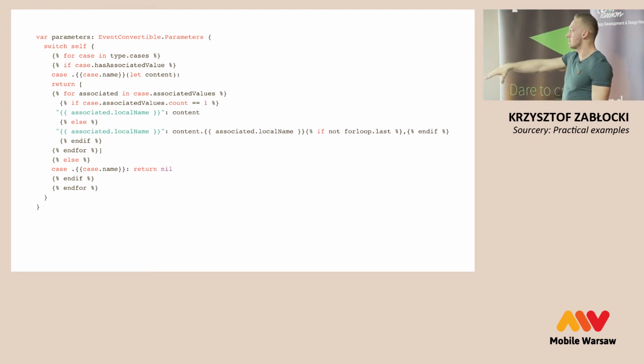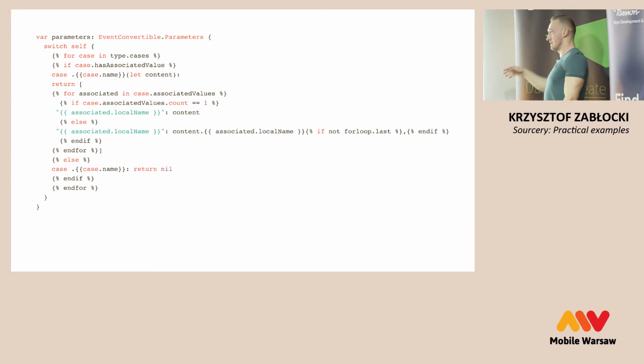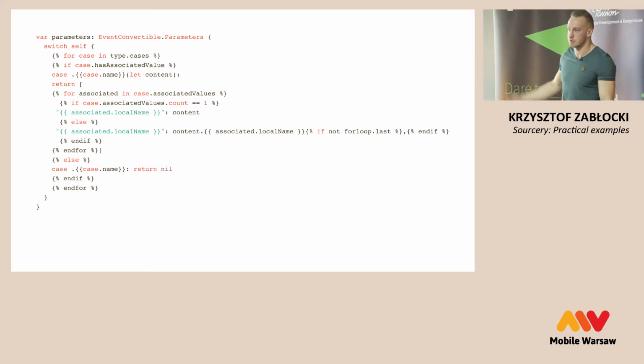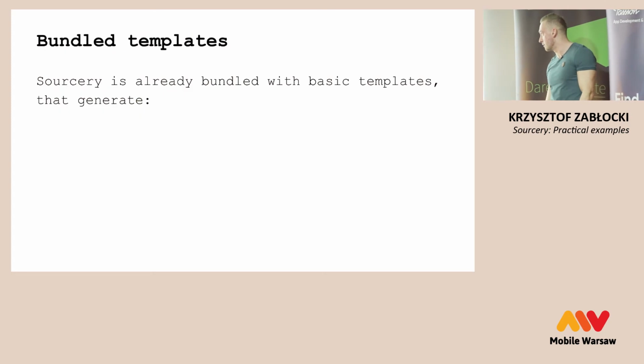If it doesn't have associated values, then I just return nil. So there are no arguments to be passed in. And this is a little bit of code. I structured it so it's more readable, but it's so simple. It's literally like two fors and two main ifs statements, and this gets rid of all the boilerplate we would have to generate otherwise. So it's very simple.